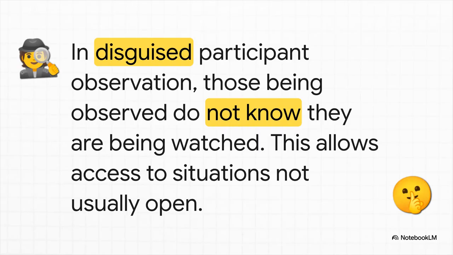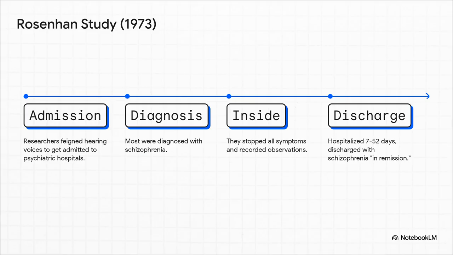Now, some questions you can't answer from a distance. You have to get more extreme. To really truly understand a group, sometimes you have to become one of them, without them knowing you're there. And this has a very cool name: disguised participant observation. And the most famous and controversial example of this is the Rosenhan study from way back in 1973.